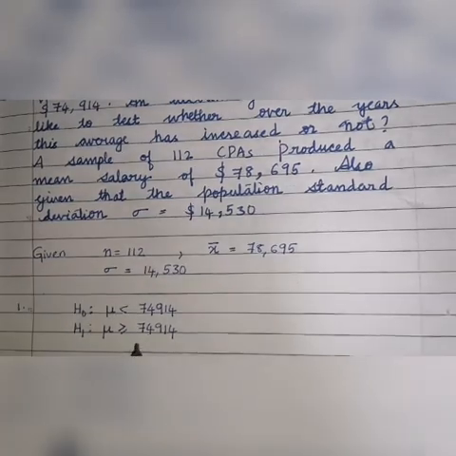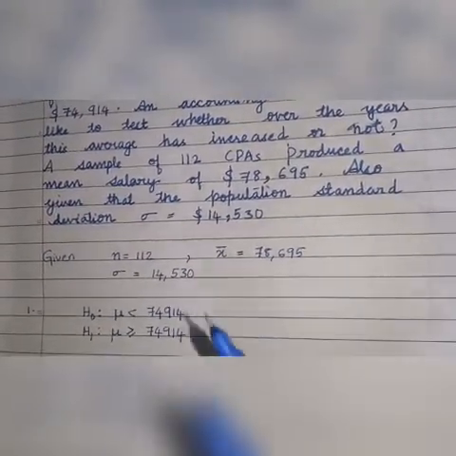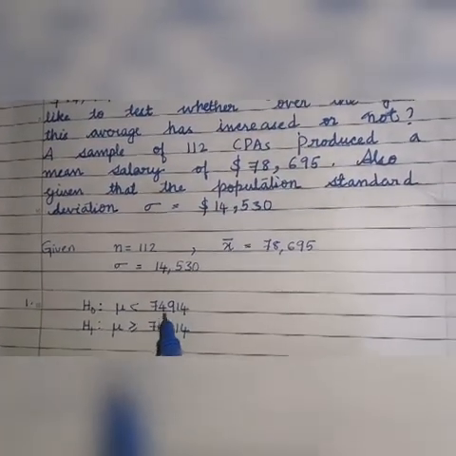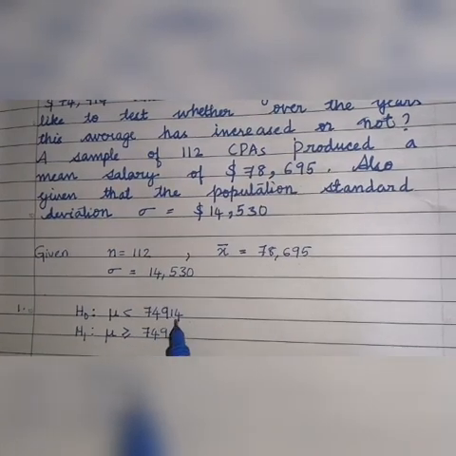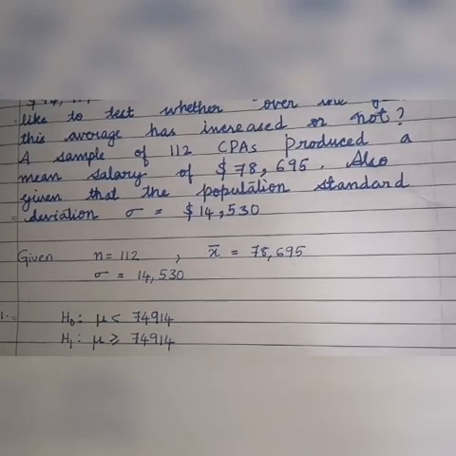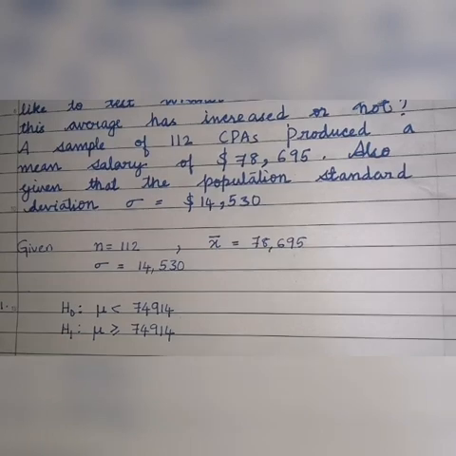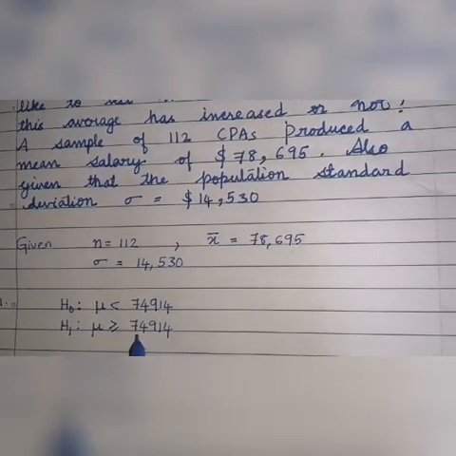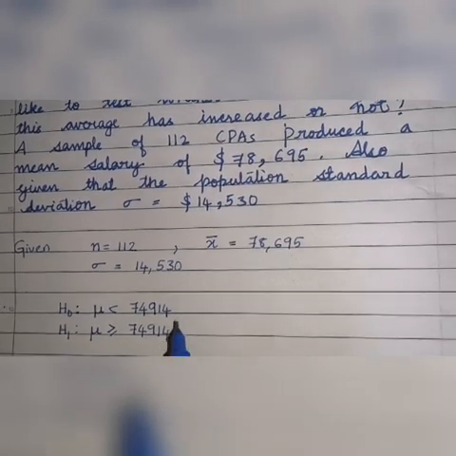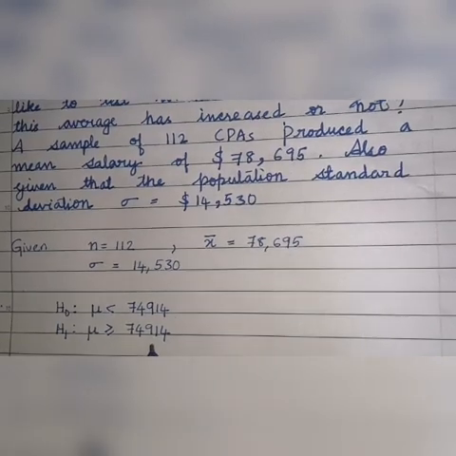Remember that. Then if you want to write it in words, you can write the same thing in words. The null hypothesis: the population salary has not increased, it is less than $74,914. In the alternative hypothesis, you can write that the population average salary has increased and it is more than $74,914. So that is how you can write it in words. Otherwise, you can use the parameters and write it like this.